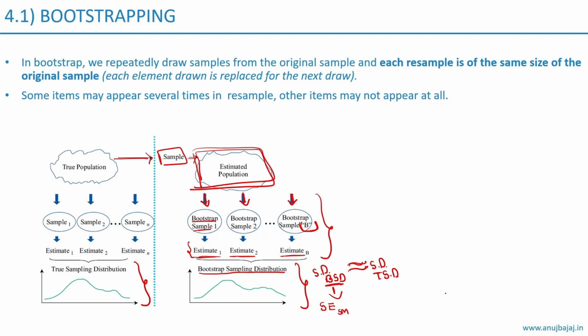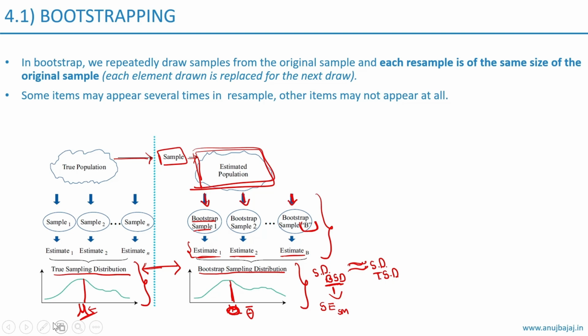Now the question might arise: as the bootstrap sampling distribution exactly mirrors the true sampling distribution, is the average of all the estimates the population mean, just like the average of all the sample means here was the population mean? The answer is no. Only the standard deviations of the two sampling distributions are the same and not the average value. The average value in a true sampling distribution is represented by mu, which is as good as the population mean, and the average value in a bootstrap sampling distribution is represented by this symbol.